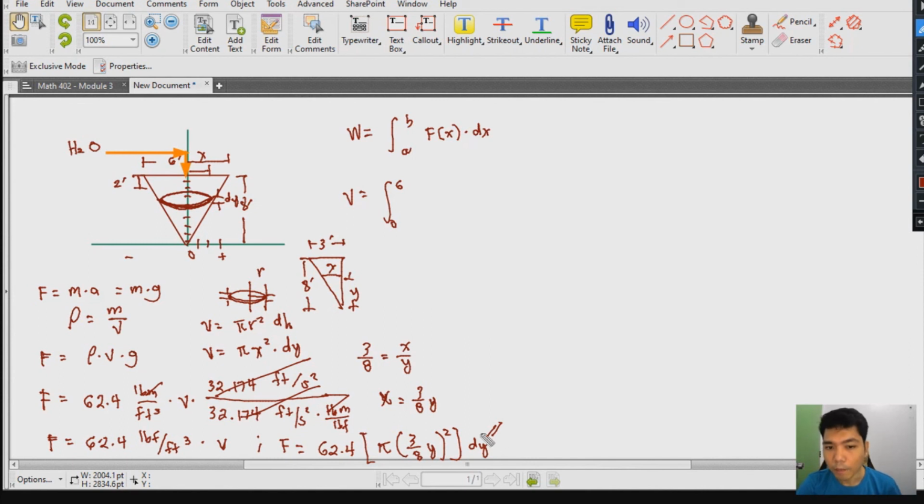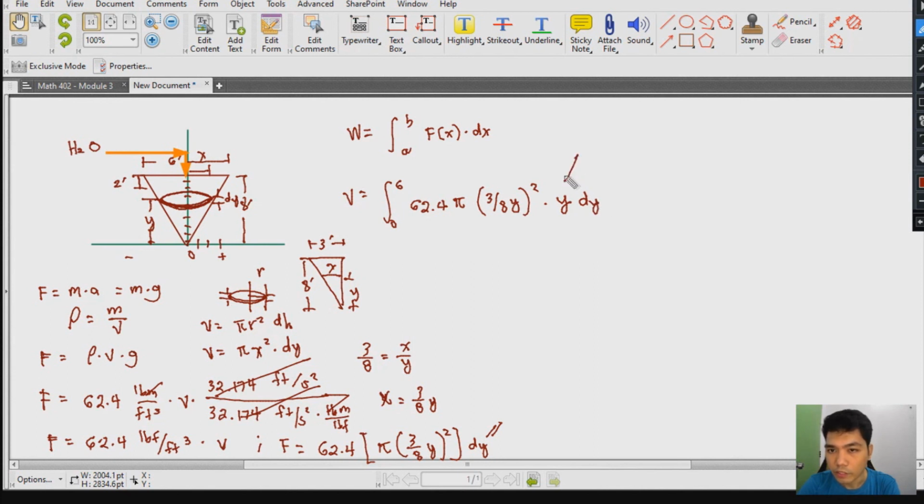That's just the dy. But there is another missing variable that we have to remember. This is just the volume in terms of the infinitesimal change of y. But this volume starts from 0 going to a certain level, and your dy is just the infinitesimal change. So from this, you could add another variable, y, which is multiplied to your expression of the volume itself. So the final expression would be 62.4 times pi times 3 over 8 y squared, and then you multiply this by y dy.